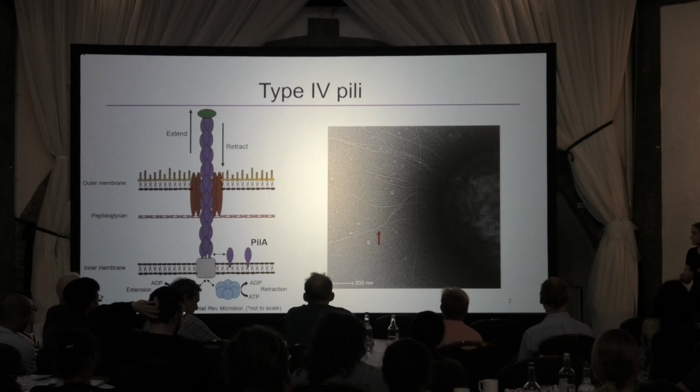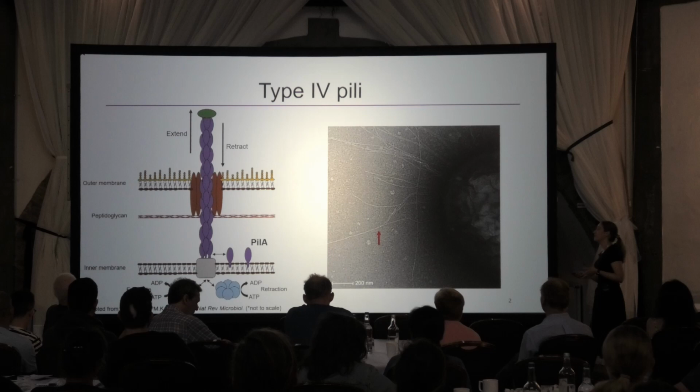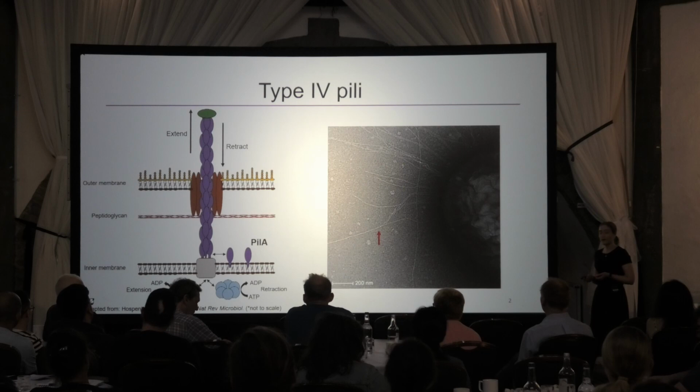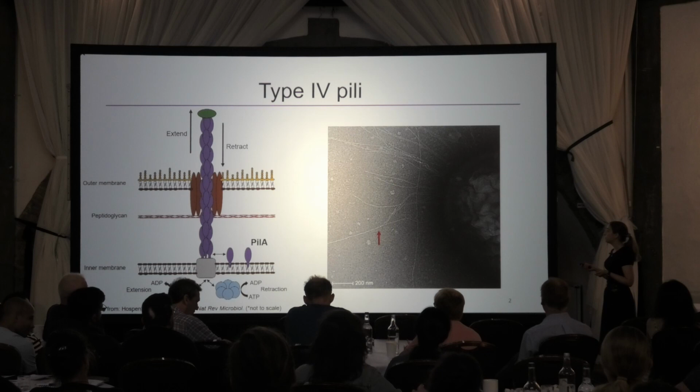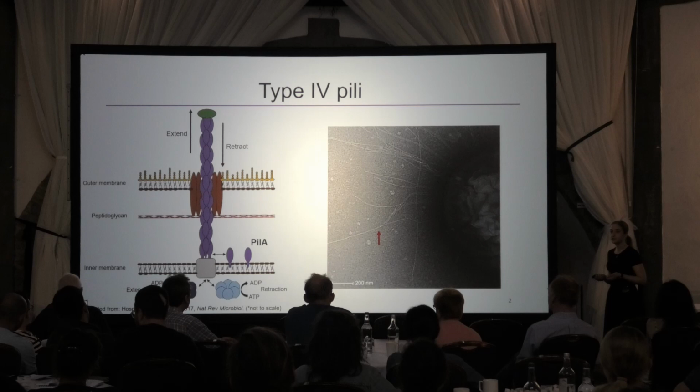So the type 4 pilus is this long and thin grappling hook-like structure that extends from the surface of the cell, and it's involved in a variety of bacterial processes such as twitching motility and biofilm formation. So here I'm just showing you a TEM of this type 4 pilus of Pseudomonas aeruginosa, which is the model bacteria system that we work on. And you can see it's these long hairs that extend from the surface of the cell.